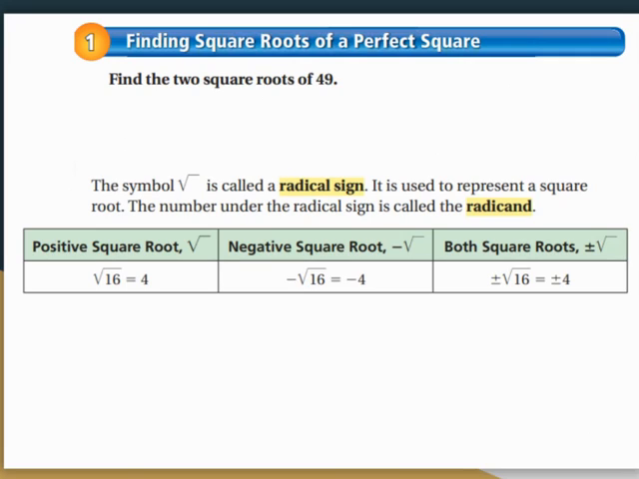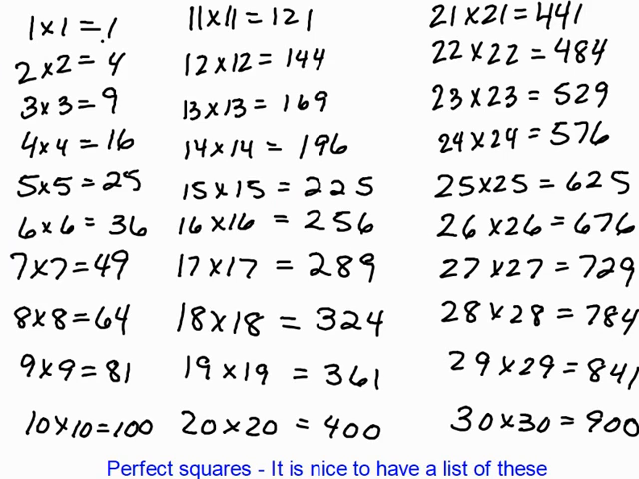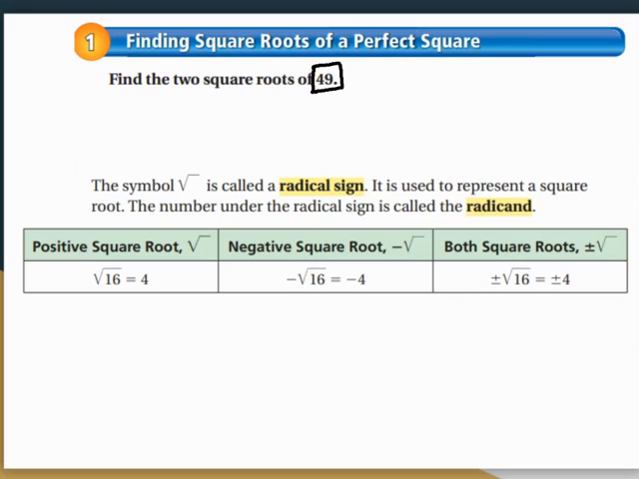Okay, on this one it says find the square root of this perfect square, 49. So what we would do is look at our little chart here and look for 49. We're going down the list here and I see, oh, right there is 49. 49 is 7 times 7. So our square root of 49 is 7. That's one of them, and the other one is negative 7, because negative 7 times negative 7 is equal to 49. 7 times 7 is also equal to 49. So if you take the square root of 49, you could get 7, or you could get negative 7.